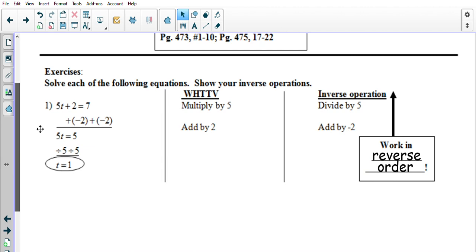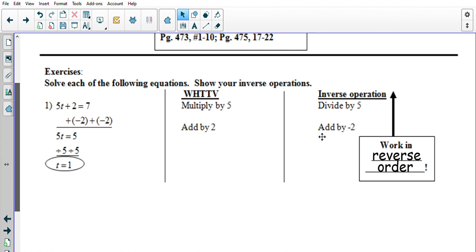So start with the variable itself, which is t. And the first thing that's happening to the variable is we're multiplying it by 5. So I make sure to list that first. After we multiply it by 5, we're adding 2. The inverse of multiplying by 5 is to divide by 5. And the inverse of adding 2 is either to subtract 2 or add -2.